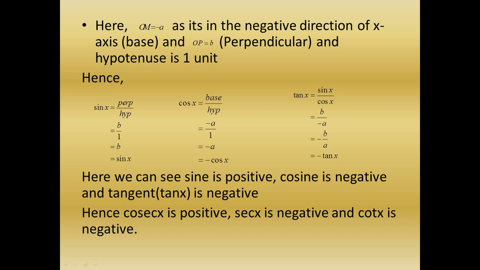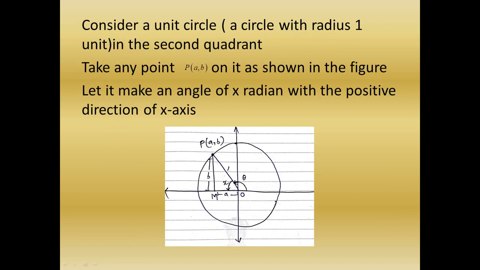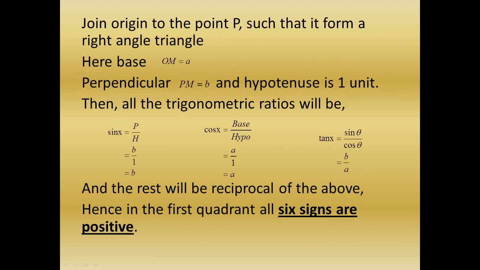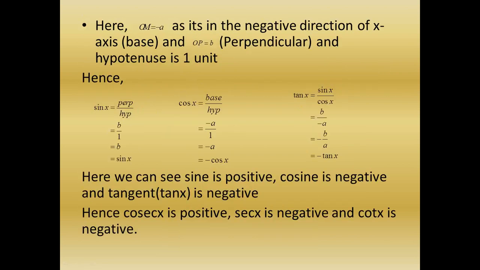Base, and OP is B, which is perpendicular, hypotenuse is 1. So again, sine is what? Perpendicular upon hypotenuse. Here perpendicular is B, hypotenuse is 1, so it is B by 1, which is B. Can you see in the first case, B is your sine x. So I have replaced B by sine x over here.